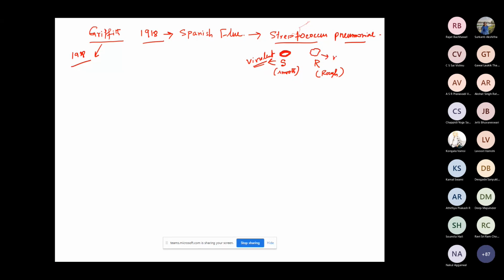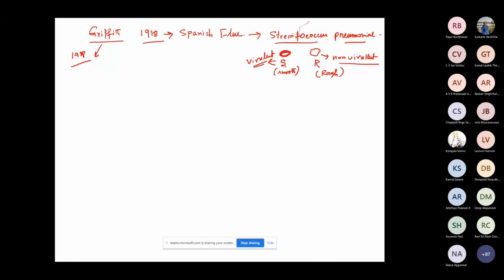And this is non-virulent. If you inject this strain, R strain, to mouse, just for experiment, mouse will not die. They will survive well. Why? Because of this layer. Whatever the layer, this smooth bacteria they have on their outer surface, that is causing problem. That causes problem. And that's why they are virulent.